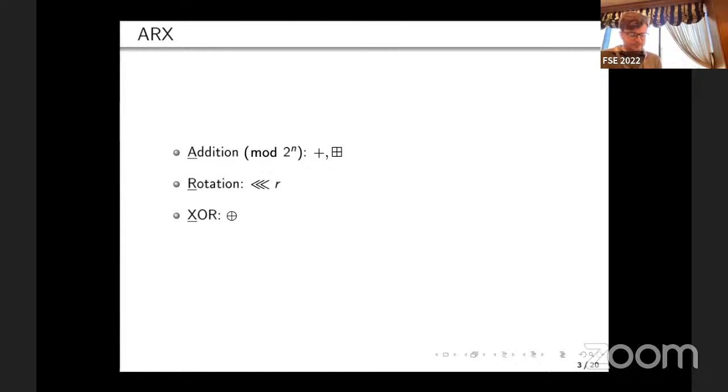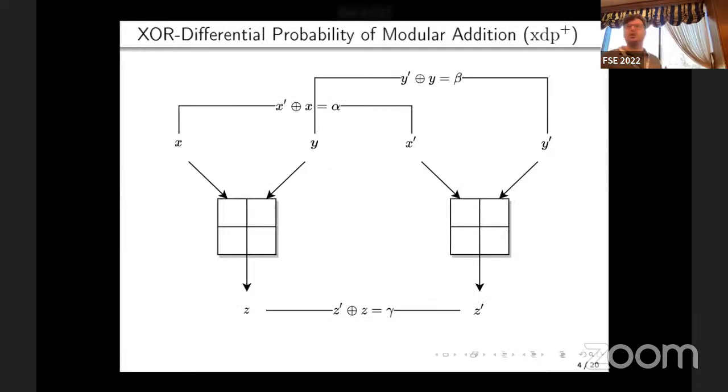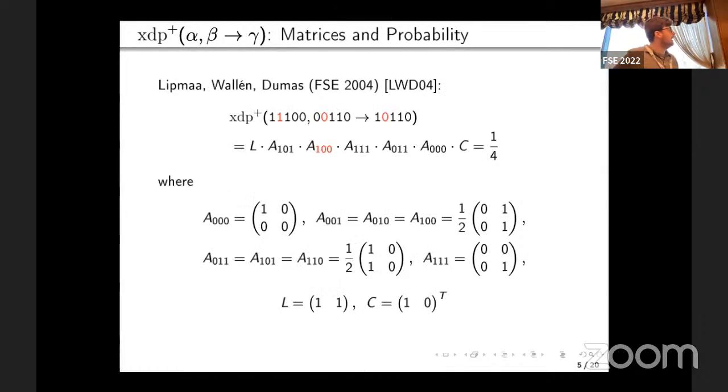Now, easier might be to look at the other way around, and that's maybe a result that is more common in papers when people want to analyze these ARX constructions. So you might say, my differences are XOR differences. That means I'm flipping bits, and I'm trying to see how those bits propagate. And then we'd like to know, let's say the operation is an addition, otherwise the propagation is always probability 1 for rotation and for XOR. And there's a paper by Lipmaa, Wallén, and Dumas at FSE 2004 that shows that you can represent this probability by multiplying a set of matrices.